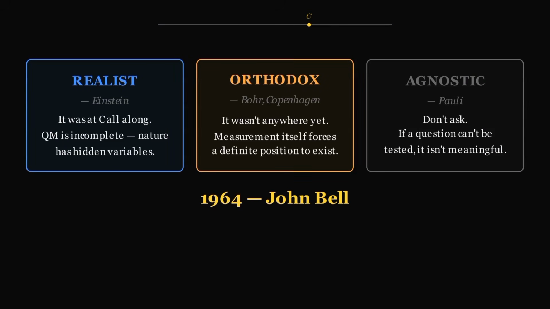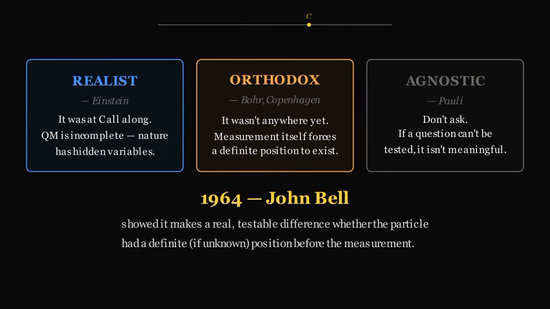Then in 1964, John Bell changed everything. He showed mathematically that these aren't just different philosophies, they make different testable predictions. If the particle really did have a definite position all along, experiments come out one way. If it didn't, they come out another way. This wasn't a matter of taste anymore. It was an experiment waiting to be run.